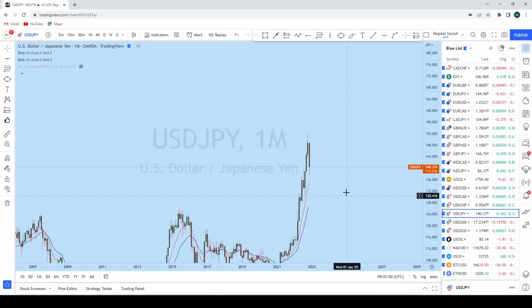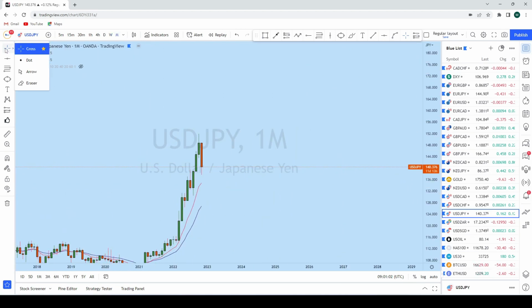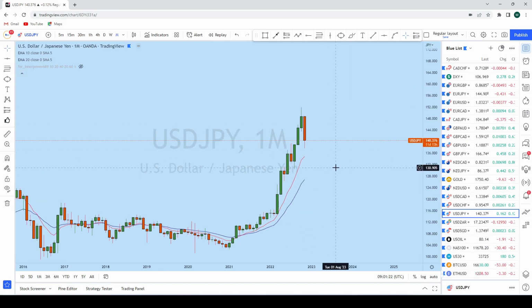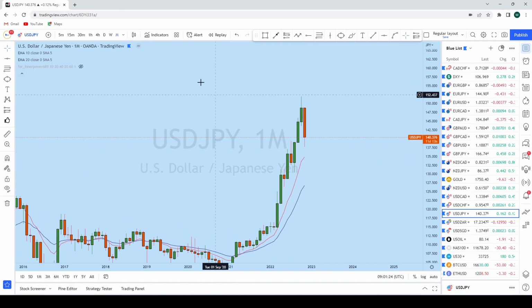Now dollar yen on the monthly perspective is a long-term bullish market, as you can see, and this is the monthly candle. If you look at the overall picture, this is a very strongly bullish market. This current monthly candle already penetrated two monthly candles' lows, grabbed the liquidity from this very important zone, and now we see that dollar yen is going to the upside.